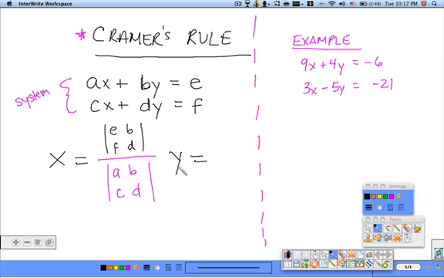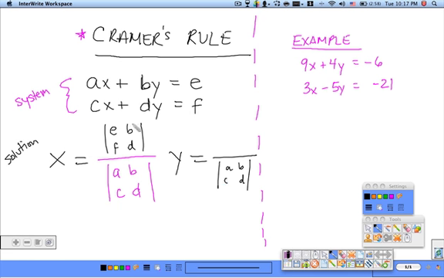Now let's figure out the y value, the y solution. The y is half the same. The bottom is the determinant of a, b, c, and d. Now look at a, b, c, and d. Those are the coefficients of x and y in both equations. So that's a common pattern.